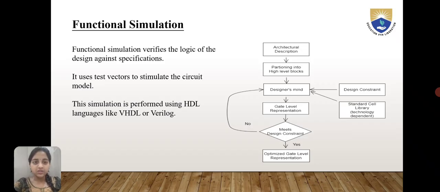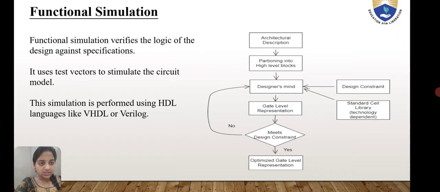Coming to the functional simulation. Functional simulation verifies the logic of the design against specifications. It uses test vectors to stimulate the circuit model. This simulation is performed using HDL languages like VHDL or Verilog.